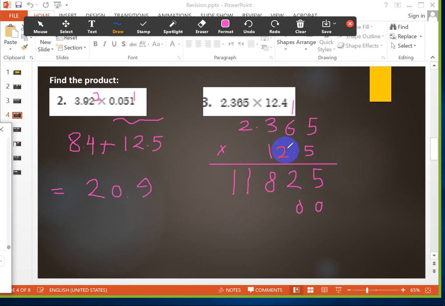So now let's continue. We stopped where 2 multiply 6 equals 12 plus 1 equals 13. So I will write 3 here and 1 above the next digit.